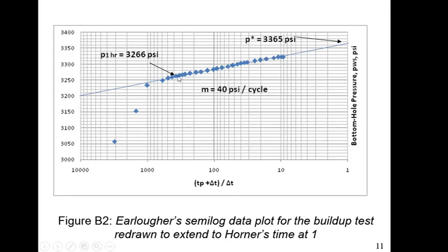this, the straight line portion. Of course, this is the portion affected by wellbore effects. And then you see that there's a departure from the straight line. And at this point, boundary effects begin to set in. But the straight line portion is extrapolated to Tp plus delta T divided by delta T equal to 1. So this is the P star value, in this case 3365.